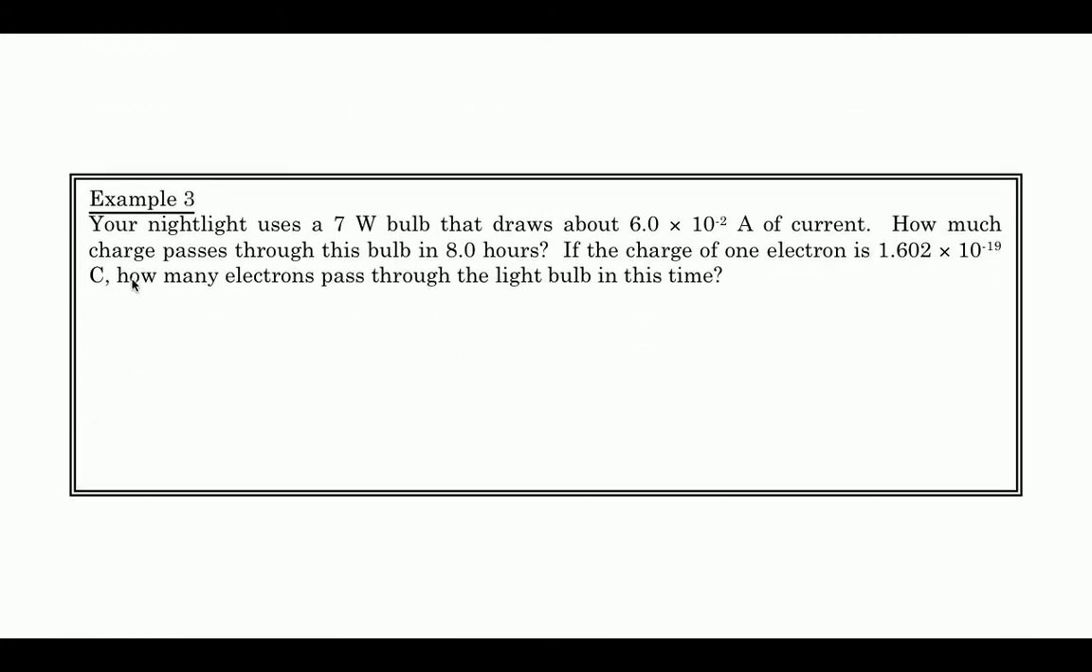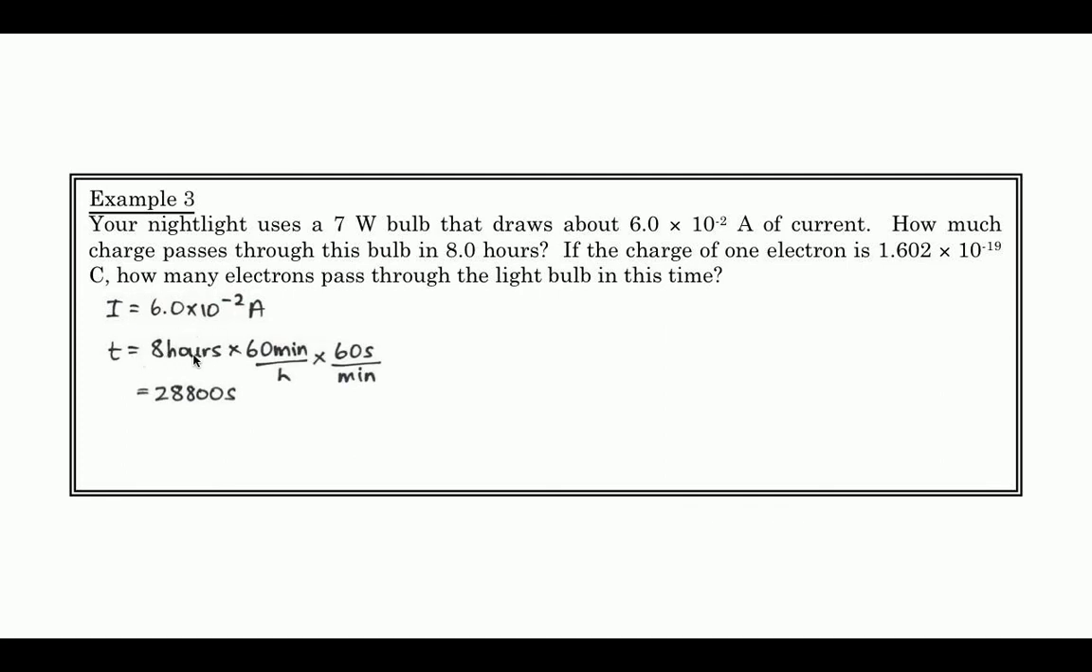Moving along, if your nightlight uses a 7-watt bulb and it draws this much current, how much charge is going to pass through that bulb in 8 hours while you sleep at night? How much charge flows through? And if this is the charge on one electron, how many electrons pass through the light bulb in these 8 hours of time? Well, here's the current that's flowing through that nightlight.